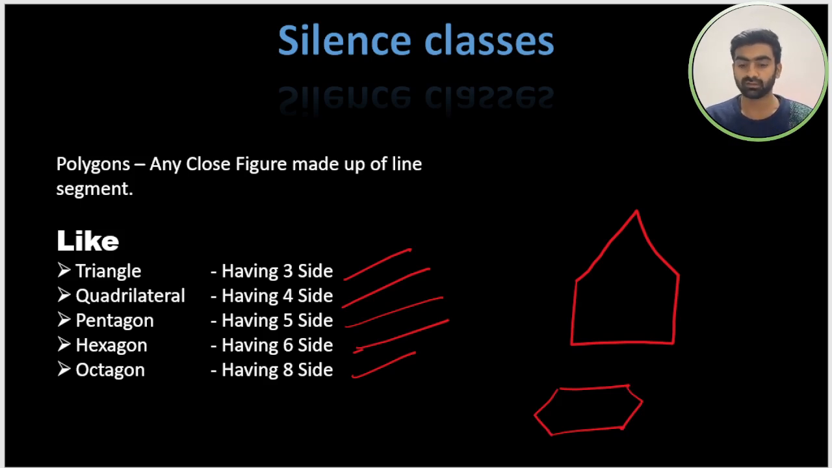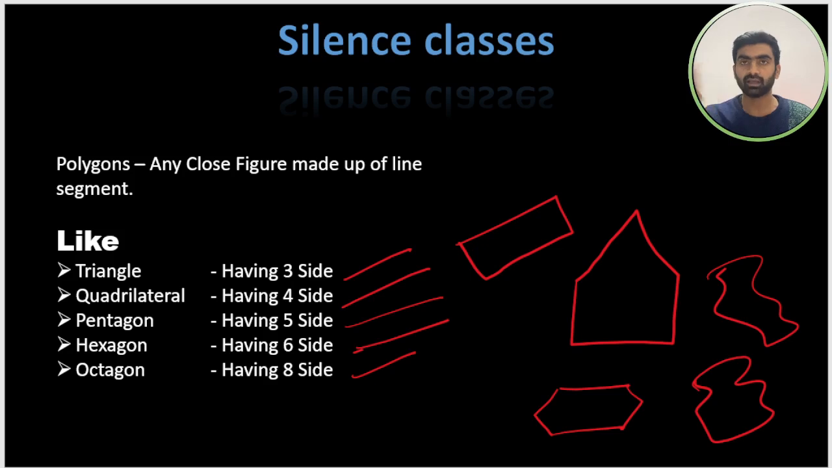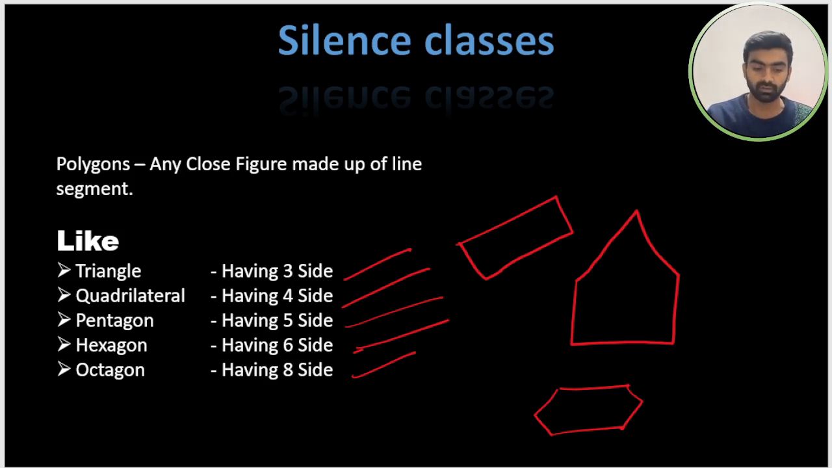So I hope you guys understood what the polygon and the quadrilateral is. The concept is very easy, beta. All the quadrilaterals are polygons, but all the polygons are not quadrilaterals. Any closed figure made up of line segments, straight lines, is known as a polygon.